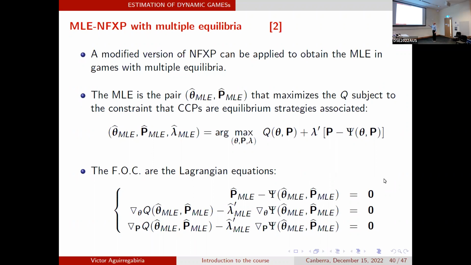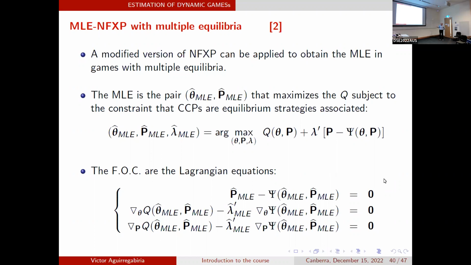Then this is the Lagrange function: the pseudo likelihood plus the vector of Lagrange multipliers multiplying the equilibrium restrictions. Remember that this P is the vector of choice probabilities for every player, and given a player, for every action and every state. It's a high dimension vector, and for the same reason, this vector of Lagrange multipliers is a high dimension vector. Then the Lagrange conditions of optimality, the first order conditions, take this form.